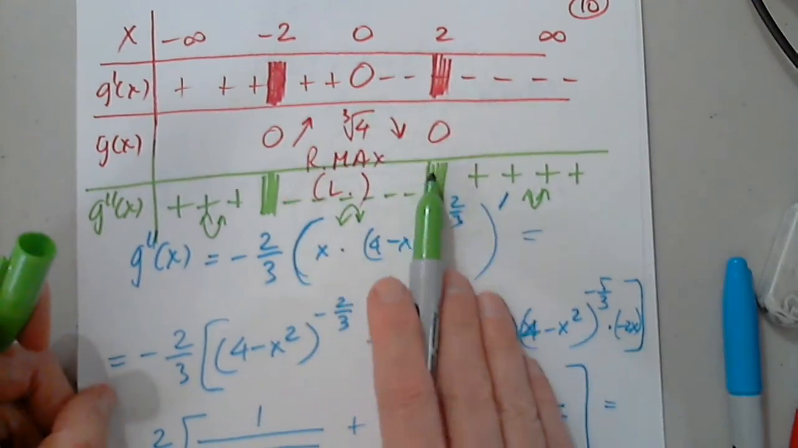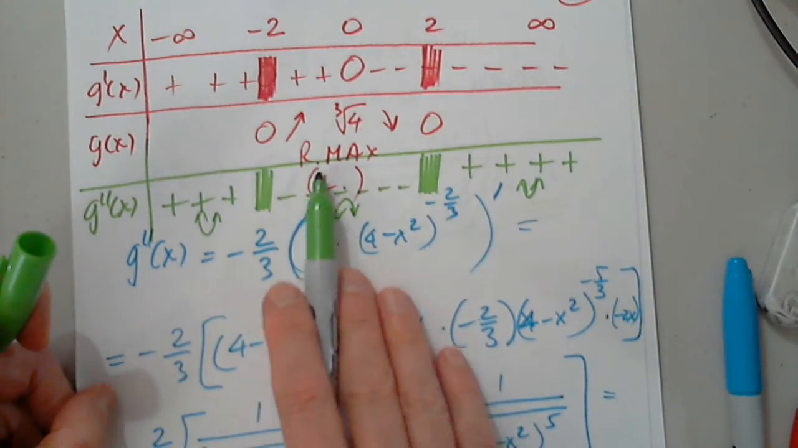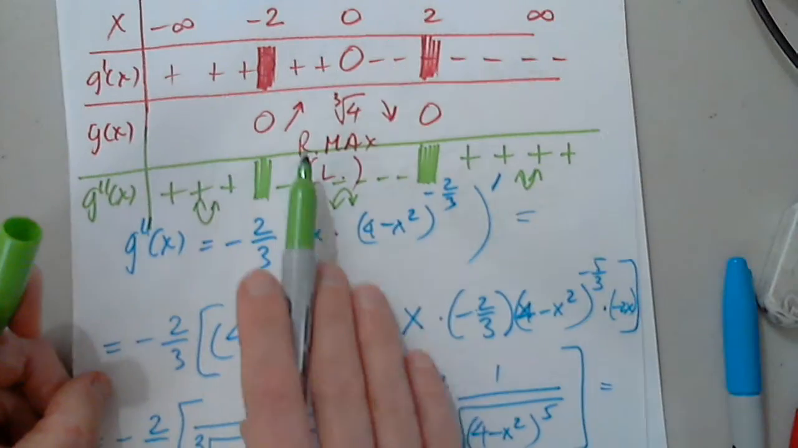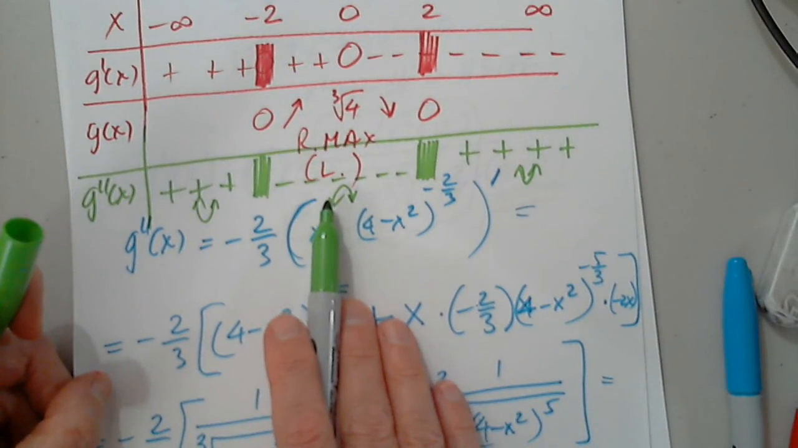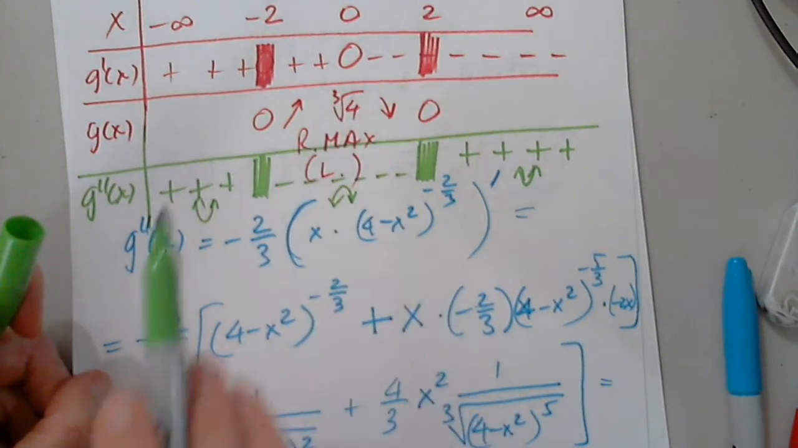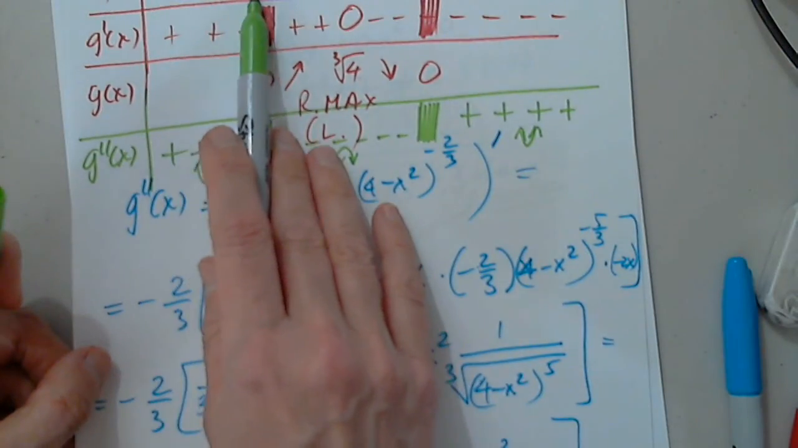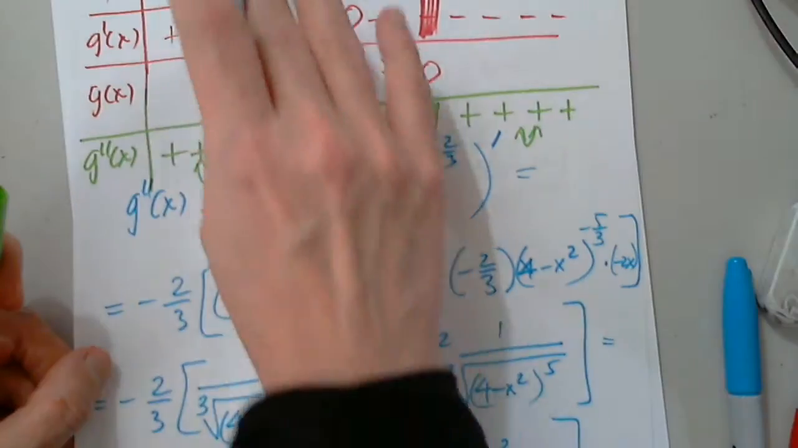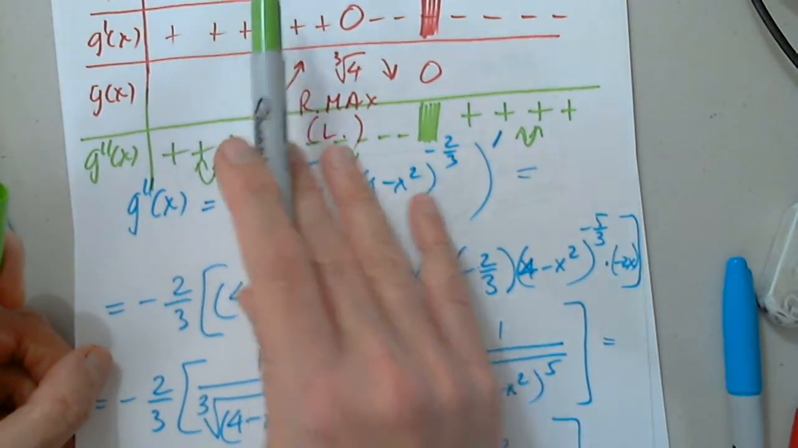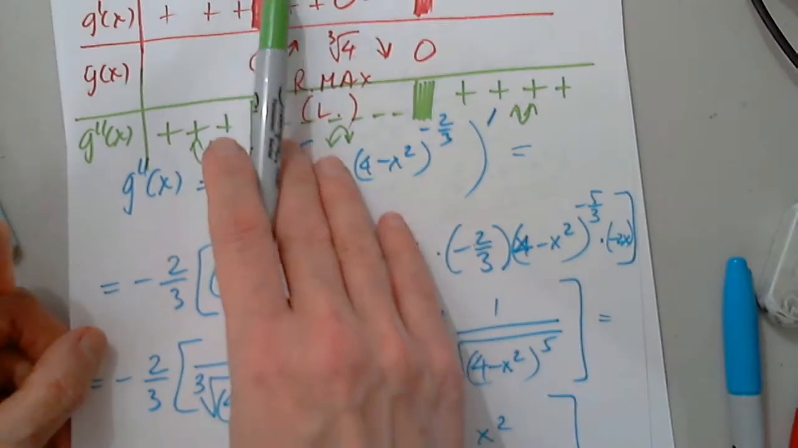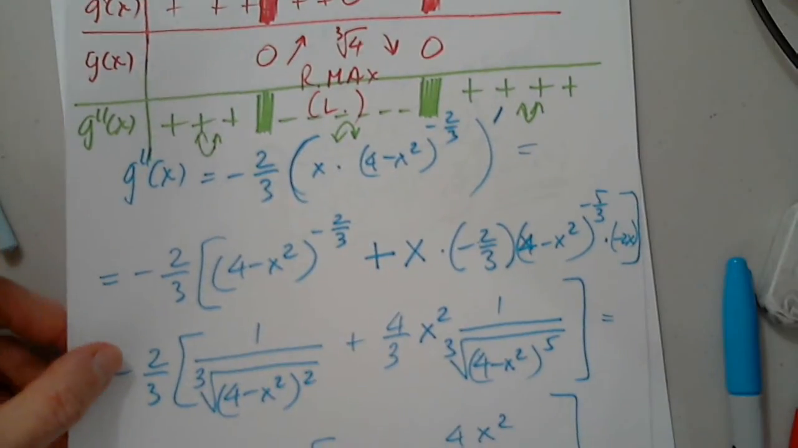How can it be a maximum if it holds water? So it has to be like this by the second derivative test, because it's a maximum. So it holds water, or is concave upward to be correct, between -infinity and -2, union 2 to infinity, and it's concave downward between -2 and 2.